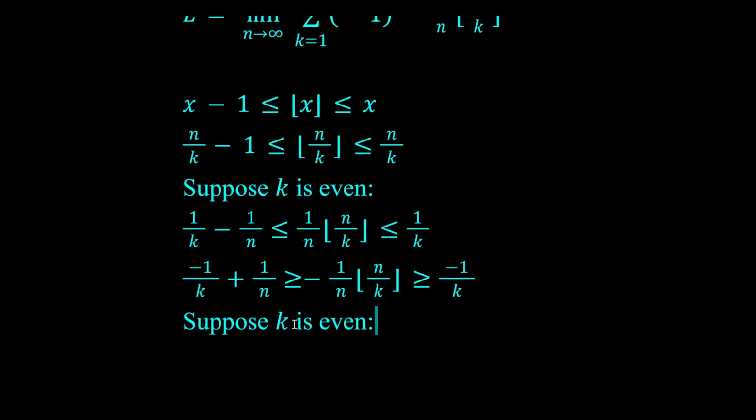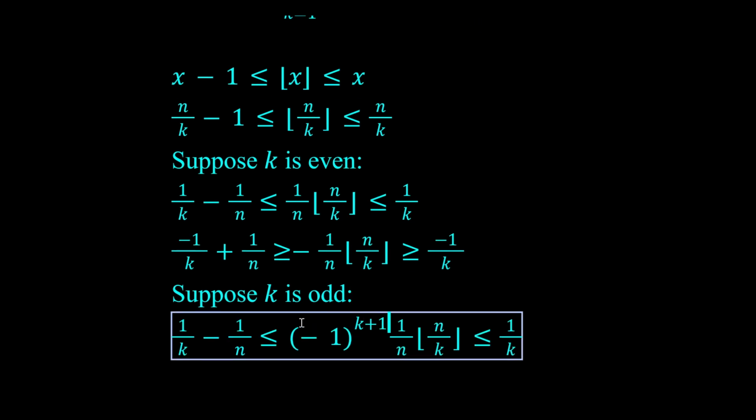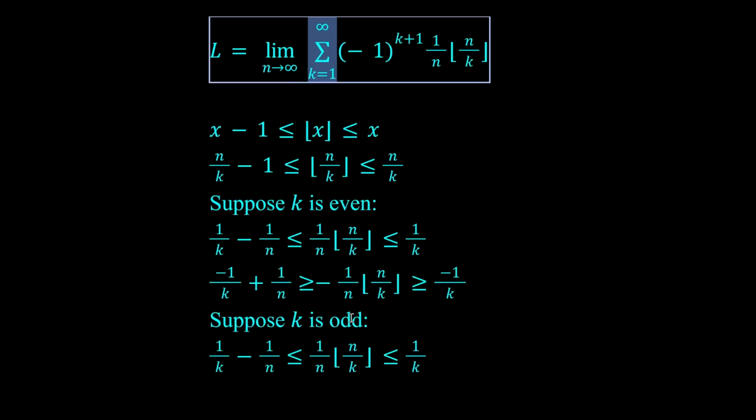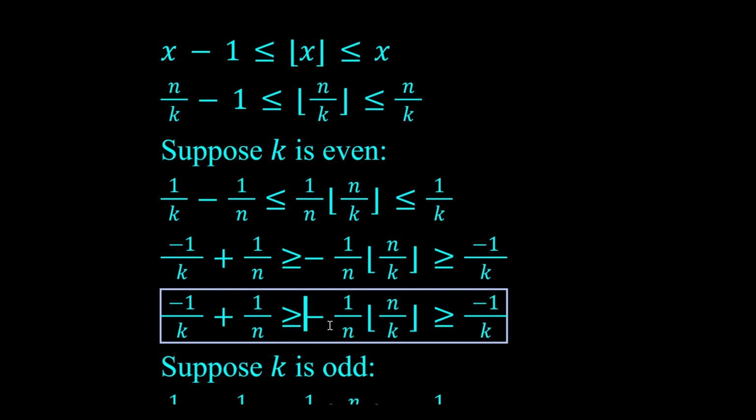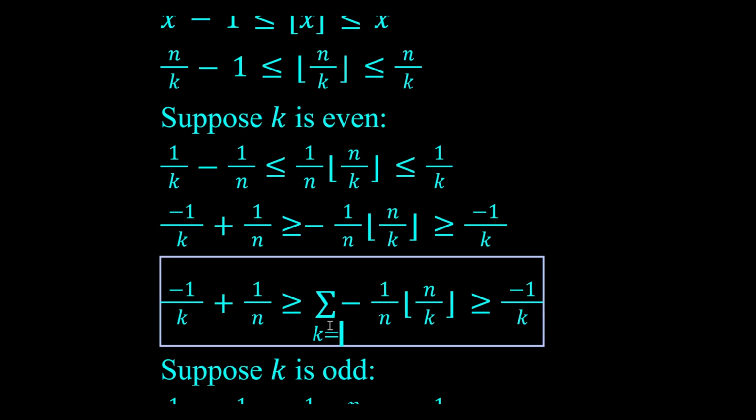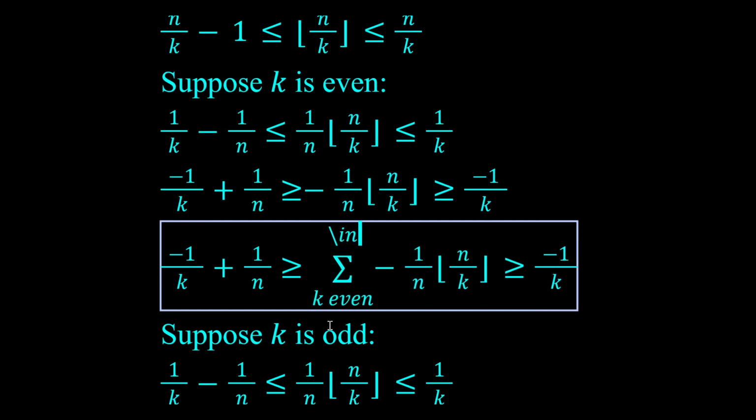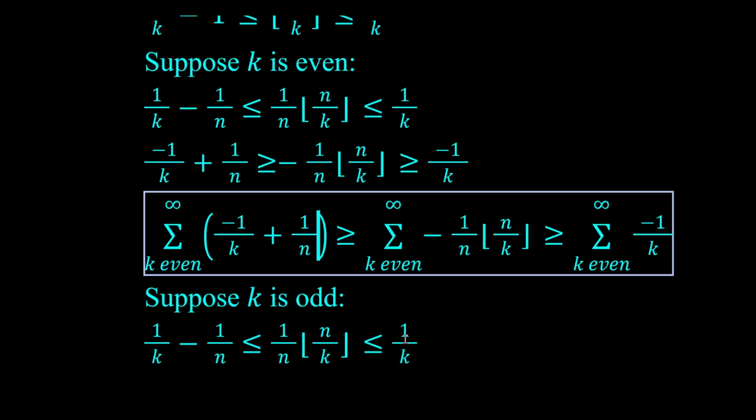So suppose k is odd. Now this is easier because minus 1 to the k plus 1 would just be 1. So we're just multiplying by 1, which doesn't really do anything. Great, so now we want to sum this whole thing over k. So I guess we sum over k even, because this is only for k even. So all the even numbers up to infinity starting from, I guess, 2.